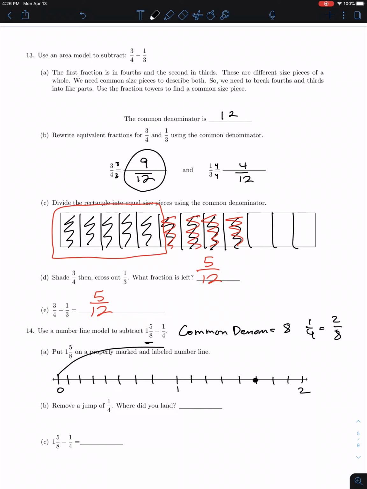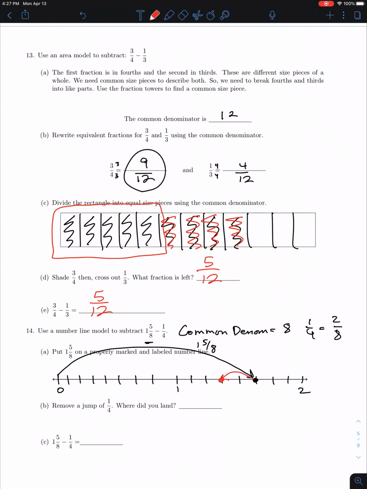So there's 1 5/8. But now, since I'm subtracting, I want to go to the left and I want to subtract out 1/4. But since I want to think of it in terms of eighths, I'm actually getting rid of 2 eighths. So it means I want to jump 2 tick marks to the left. So I'm going to jump there.